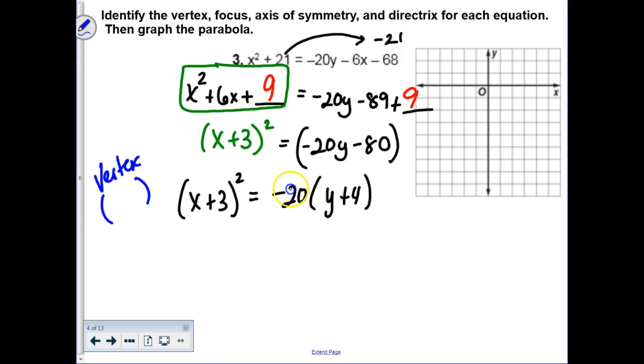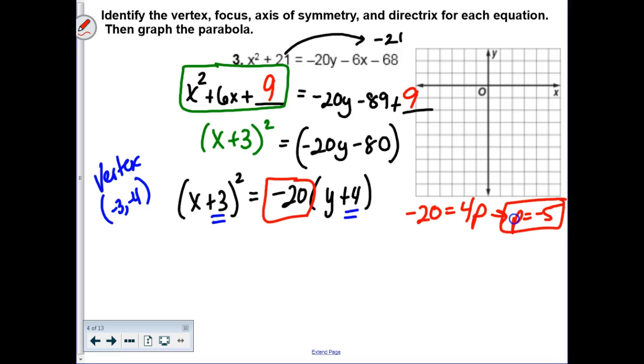HK, so it's -3, -4. Very good. Built-in negatives in both places today. Little calculation for us. -20 is the value of 4 times p. So solving for this one, that gives you a p value of -5. Which means this, oh, I forgot to ask you, is this a vertical or horizontal parabola? This one's vertical because the x is being squared.